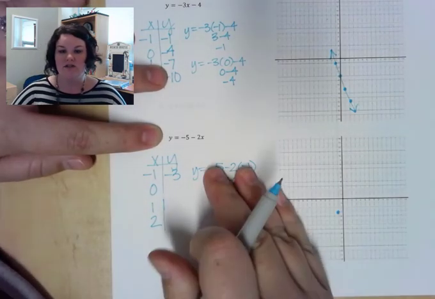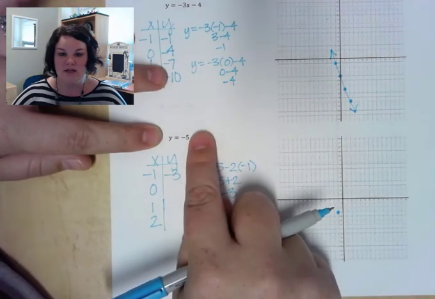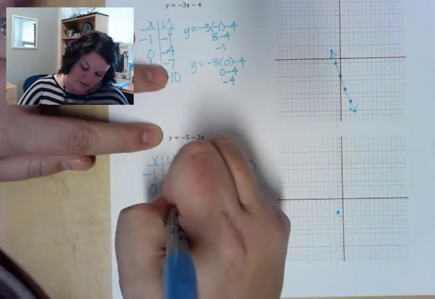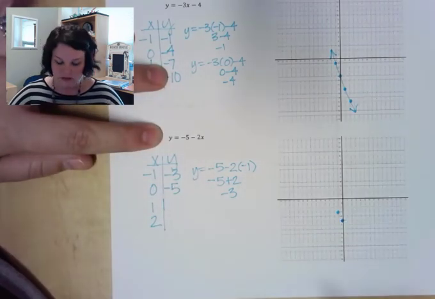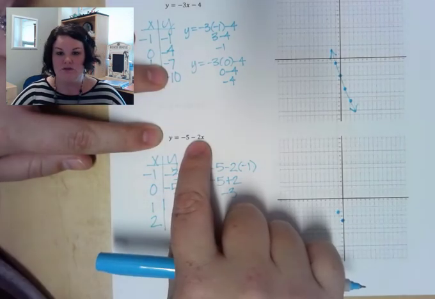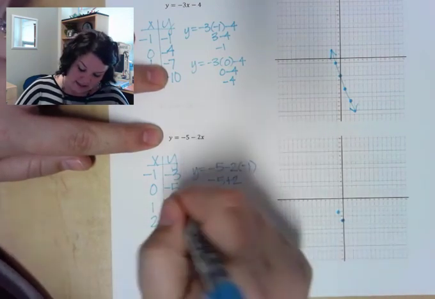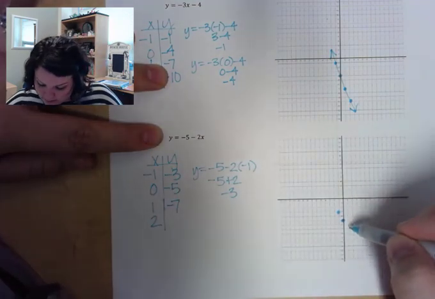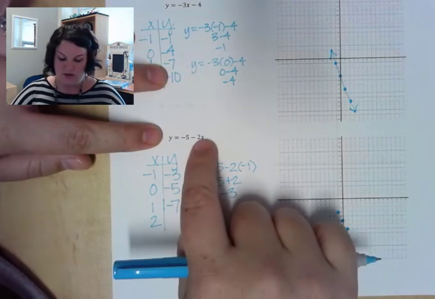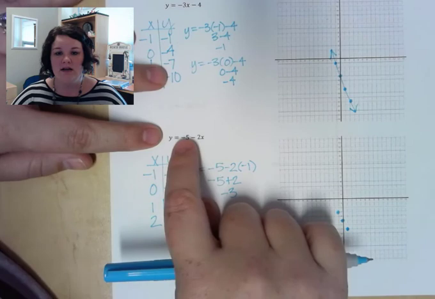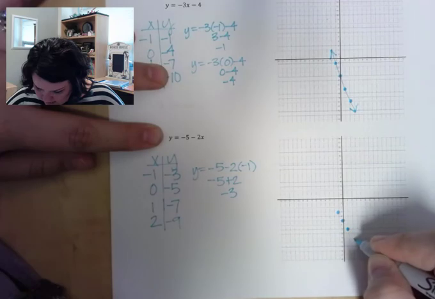Okay. So I'm going to continue to do that for the rest of these points. When I plug in a 0, -2 times 0, that's just going to become 0, and I'll be left with -5. So that gives me the point 0, -5. When I plug in a 1, -2 times 1 is -2, and -5 minus 2 is -7. So at 1, I'm down at -7. And then my last one, when I plug in 2, -2 times 2 is -4, and -5 minus 4 gives me a -9. So at 2, I'm down at -9.